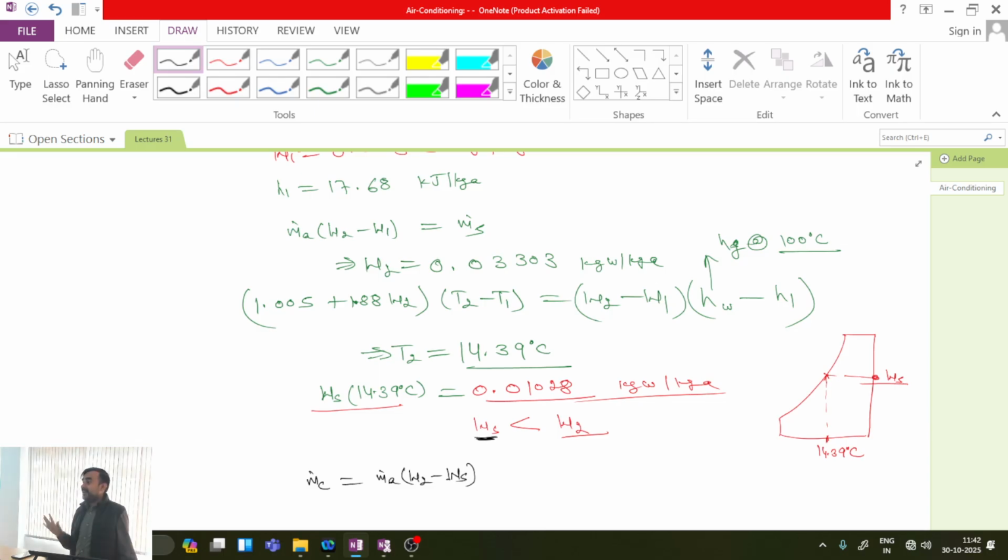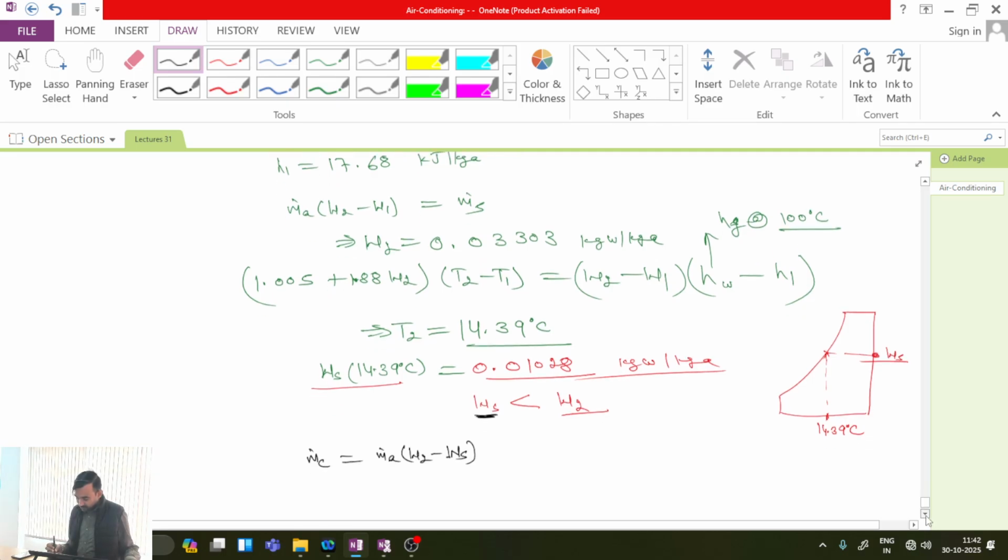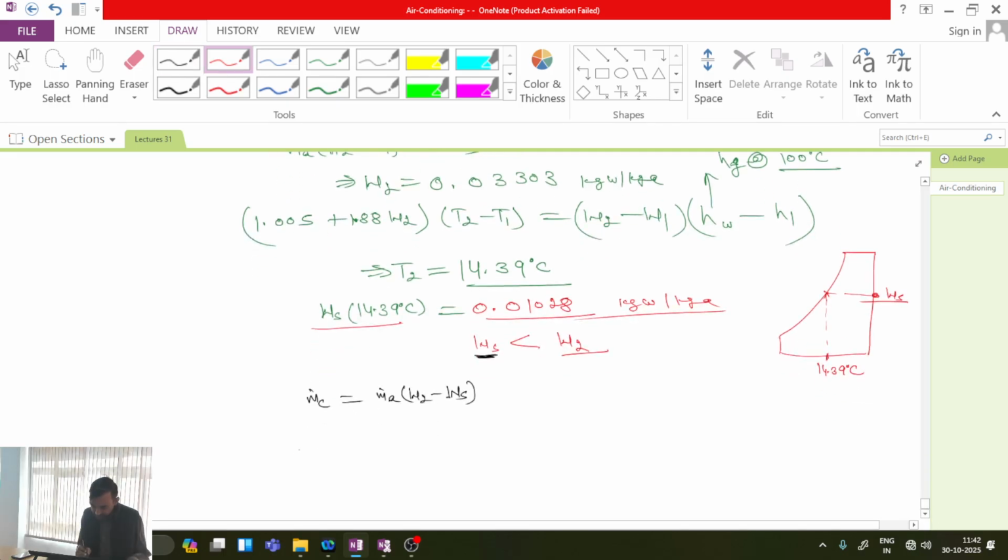First we need to write the energy balance, and we need to write it meticulously. How can we write the energy balance? m dot A into H2 minus H1. That is very clear. For moist air, that will be the change in enthalpy. And this change in enthalpy will be equal to first the amount of steam added, m dot s, into the enthalpy of steam. That is correct.